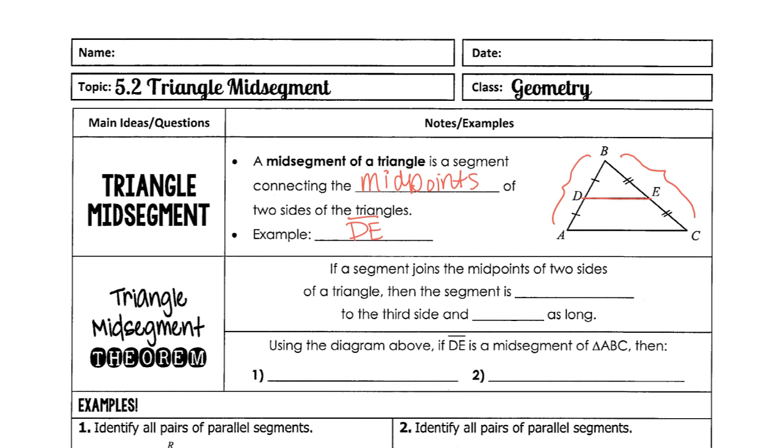The triangle midsegment theorem says that if a segment joins the midpoints of two sides of a triangle, then the segment is parallel to the third side and half as long. So DE is going to be parallel to AC, the side that it's not touching. And it's going to be half as long. So whatever AC is, let's say AC is 10, DE would be 5.